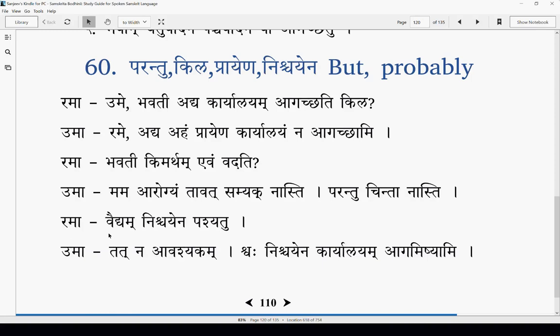Rama, her friend, says, Vaidyam nishchayena pashyatu. Vaidyaha is doctor. Vaidyam nishchayena, certainly. So here nishchayena is coming again in the sense of certainly. Prayena was probably. Nishchayena, certainly. Vaidyam nishchayena pashyatu. Then Uma: Tat na avashyakam. Tat, that; na, not; avashyakam, necessary. That is not necessary. Shvaha nishchayena karyalayam agamishyami. Tomorrow, certainly, I will come to the office.